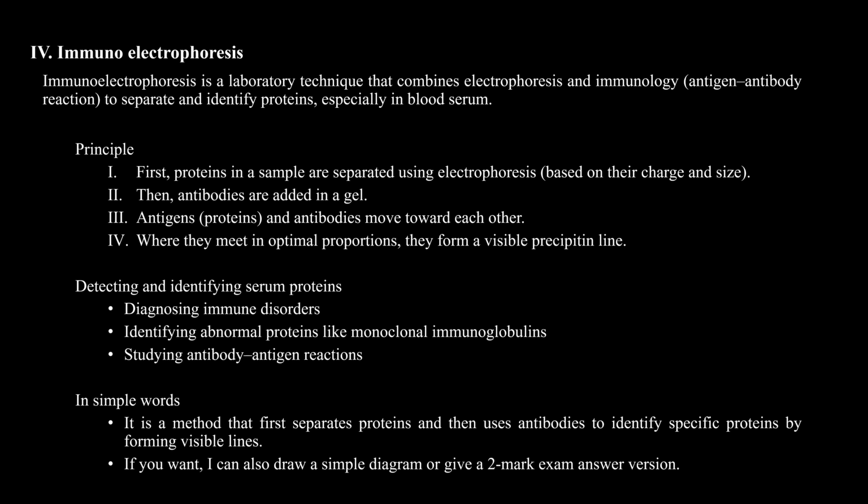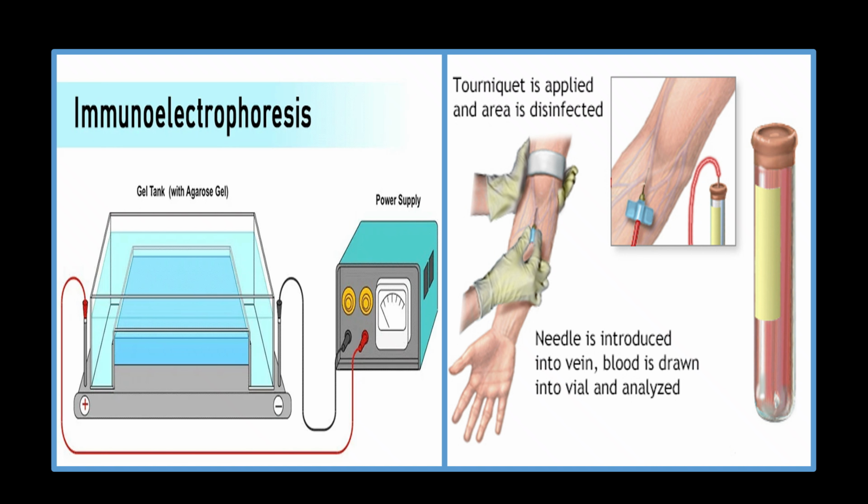Disorders: abnormal proteins such as monoclonal immunoglobulins are studied through the antibody-antigen reaction. The sample is separated and antibody is used to identify specific proteins by forming visible lines. A sample diagram shows a 2-mark examination question: the immunoelectrophoresis diagram.